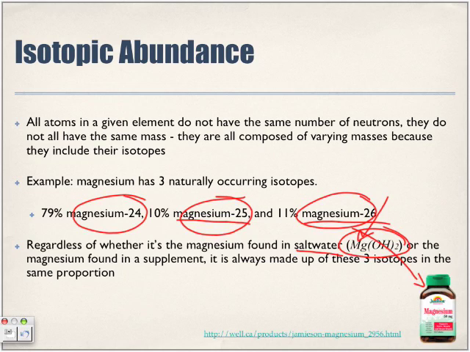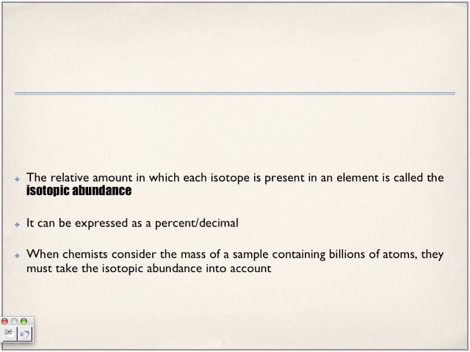So as we said, regardless of whether it's the magnesium found in one of those two, it is always made up of those three isotopes in this same proportion. 79% of it is the regular magnesium, 10% of one of the isotopes, 11% of the other. So the relative amount in which each isotope is present in an element is called the isotopic abundance.